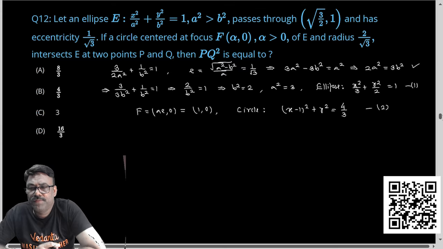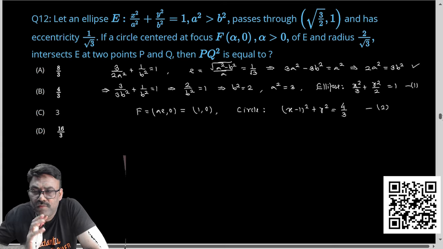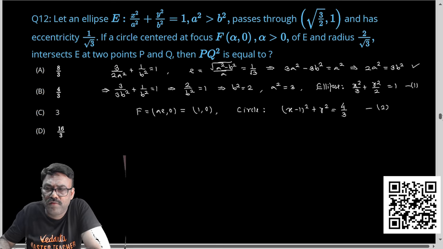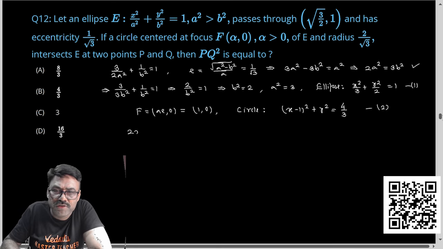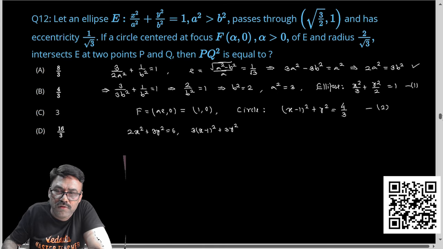So let's solve it. If I find the value of y square from the first equation, from the ellipse, and put it in the second equation. The first equation is basically 2x square plus 3y square. In fact, see, the equation of the ellipse can be written as 2x square plus 3y square is equal to 6. And the equation of the circle can be written as 3 times x minus 1 whole square plus 3 times y square is equal to 4.